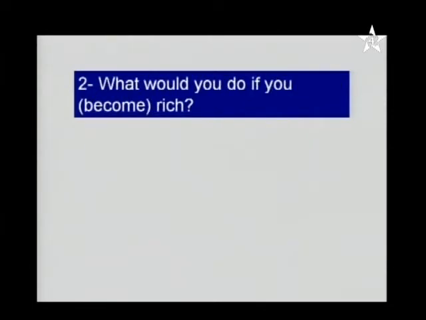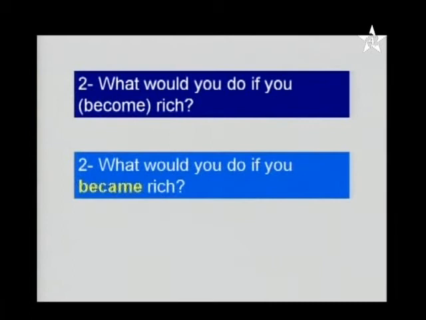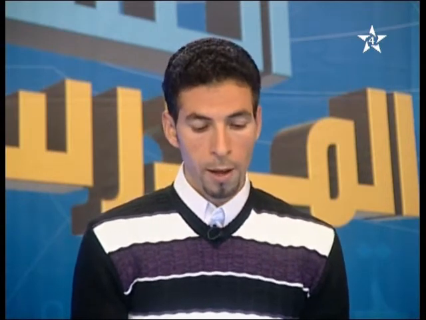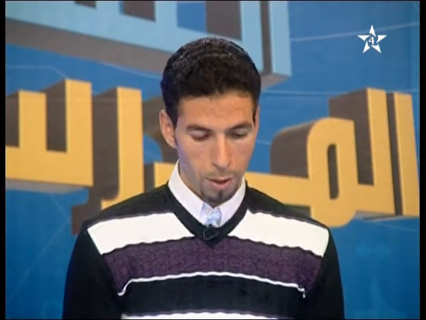Same thing, sentence number 2, which is a question. What would you do if you become rich? What would you do if you became rich? Okay, so the if clause is in past simple. Of course, here it's not common to say if you became rich, what would you do? Because it's a question, we just start with the WH word. What would you do if you became rich?